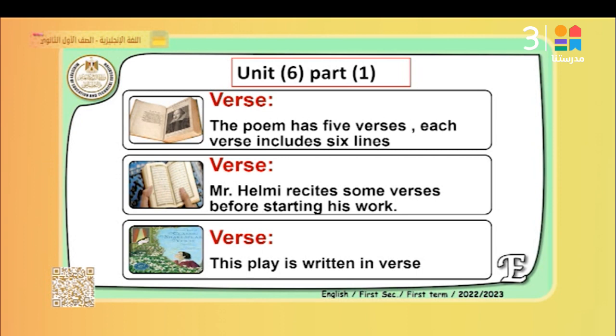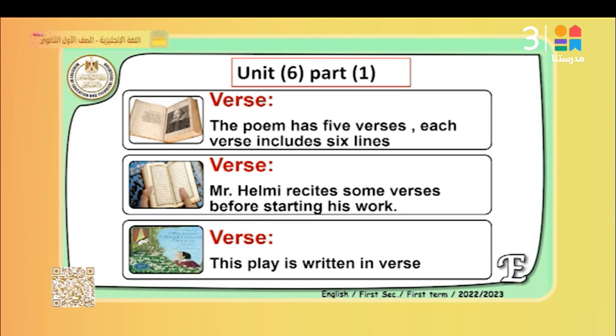The word verse can have different meanings. Look at the first example. The poem has 5 verses. Here verses means lines. Each verse includes 6 lines. So the word verse can be a line. It can be a stanza or part of a poem.